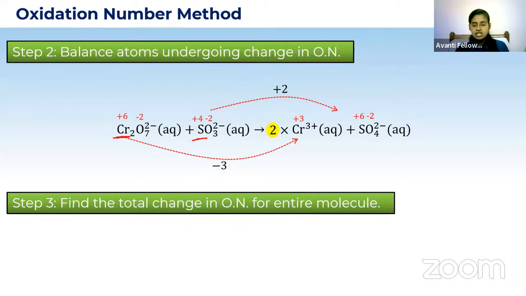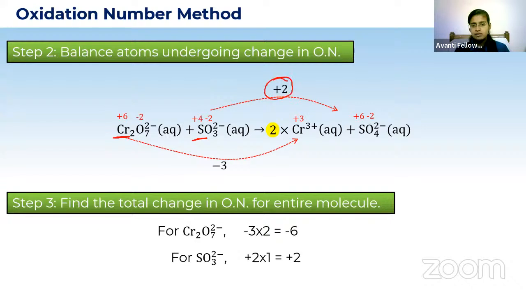So in case of Cr2O7 2 minus, the total change in oxidation number for the entire molecule is minus 6. And for SO3 2 minus, it is plus 2. We have 1 sulfur in both the cases, so it is plus 2. But here we have 2 chromium, right? For 1 chromium only, it is minus 3. 2 chromium means minus 3 into 2, so it will be minus 6. This is the total change in oxidation number for the molecule.